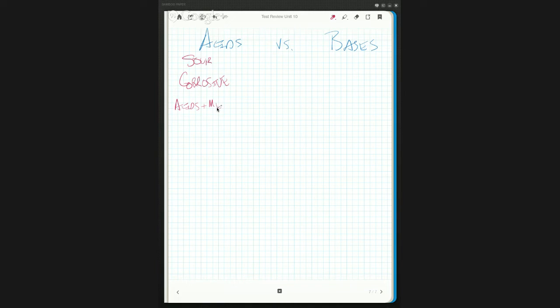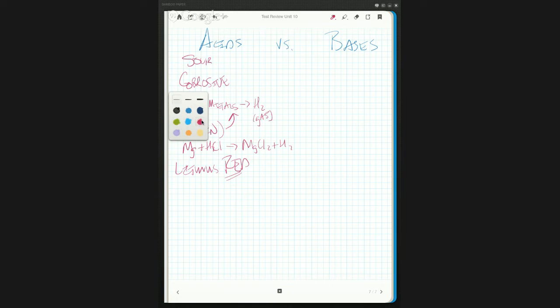Acids plus metals yield H2 gas. Okay, and this is a single replacement reaction. So an example of that could be magnesium plus hydrochloric acid yields magnesium chloride plus H2 gas. Okay, litmus turns red. So see, I made the whole thing in red. Isn't that clever? Pretty straightforward. I can't think of anything else at the moment. Let's just go with that.